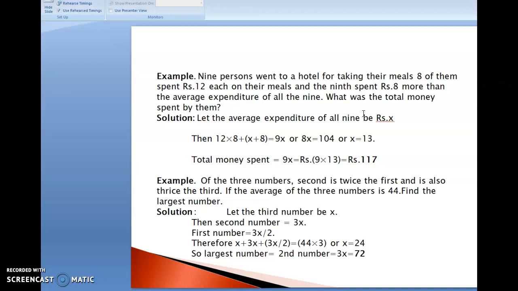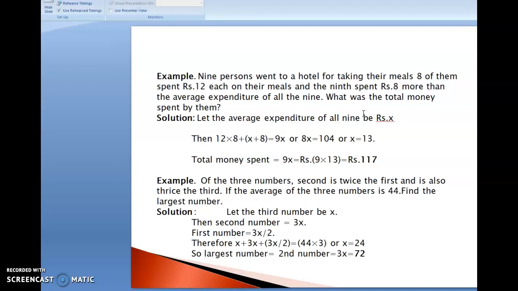So the average, as we have assumed, is X and the number of people is 9, therefore 9X is the overall total. So now this has formed an equation, and you can solve this equation for X easily. As this is a single equation, you find X is equal to 13. The total amount spent is asked, so that is nothing but 9X. As X is 13, 9X is 9 into 13, that is 117. That's the answer. So next example.